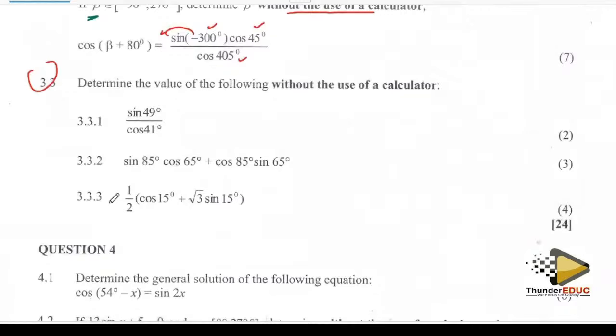Determine the value of the following, still without a calculator. So still we can use our reductions in this case. This is sine 49, this is 41. When I look at 49 and 41, it gives me 90. I'm going to use the complementary. So I can get the sine of 90 minus 41, because 90 minus 41 gives me 49. I'm going to divide it by the cos of 41. So guys, in this case, do not change both, just change one of them. So it's going to make life much easier.